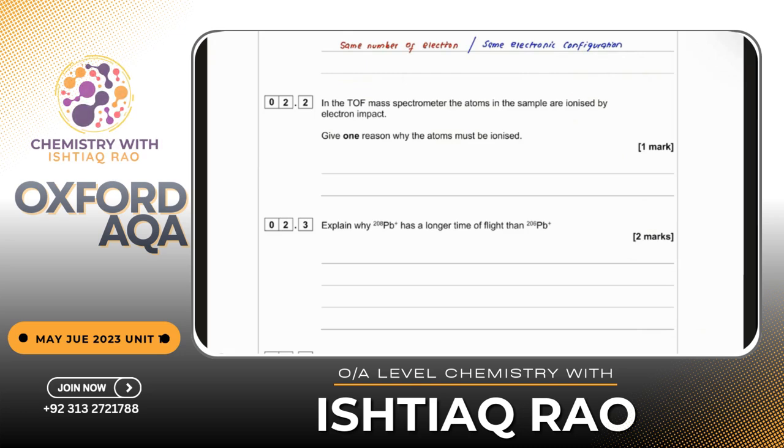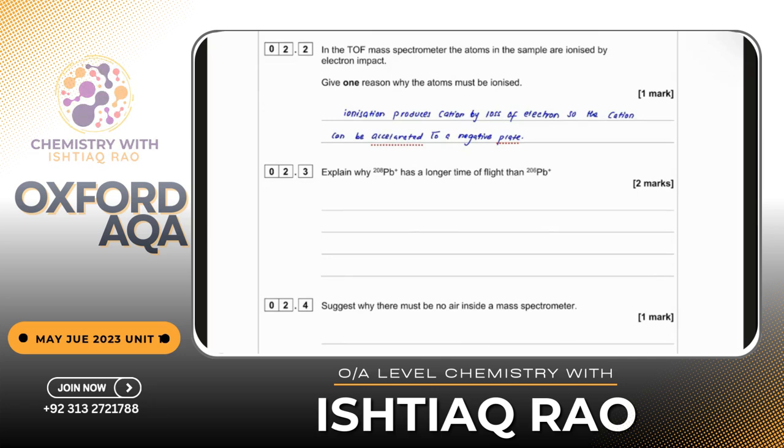So what I am supposed to write in this one, this is of only 1 mark. So I can say ionization produces cation by the loss of electron. So the cation can be accelerated to a negative plate. Simple. We are not supposed to write magnetic field attracted towards the magnetic field. No, we have to say to a negative plate.